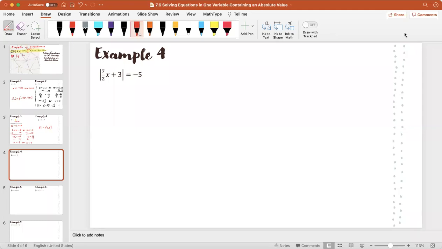Here is example 4. Absolute value of 7/2 x plus 3 equals negative 5. Can we apply the property here? We can't. Why? This absolute value here cannot be equal to a negative number. This should always be positive. All right. The absolute value is always positive.